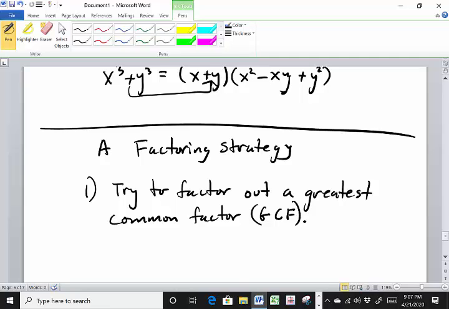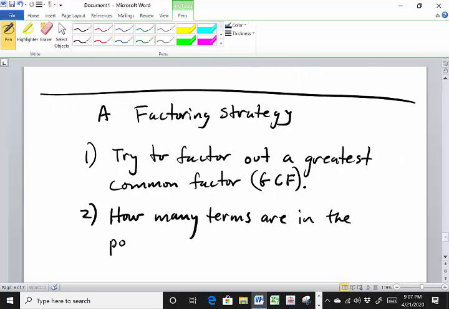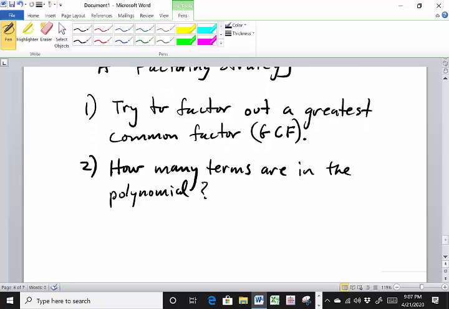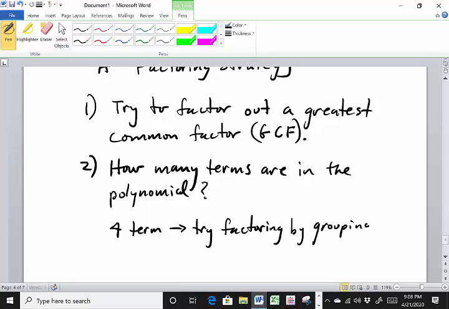Okay, then look for how many terms are in the polynomial. Okay, how many terms are in the polynomial? All right, well, let's break this down. If there's 4 terms, try factoring by grouping. So that should be a clue. 4 terms, use grouping. Remember, you group the first 2 terms and the second 2 terms. Okay?